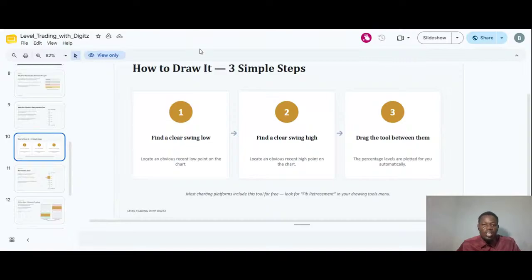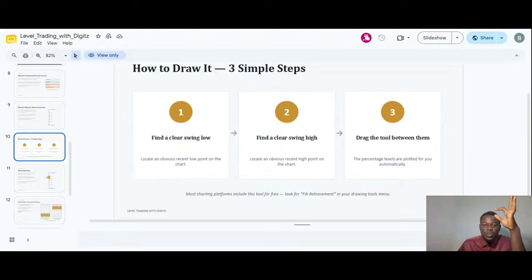You know what we'll do? I will be talking and showing us examples so that it will be very easy for us to understand, because trading is practical. If you're not practicing it, you don't really understand it. So like I said here, find the clear swing low. Then you locate a recent low in your charts.